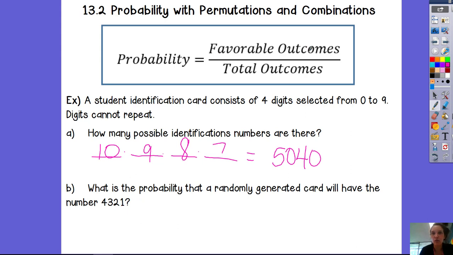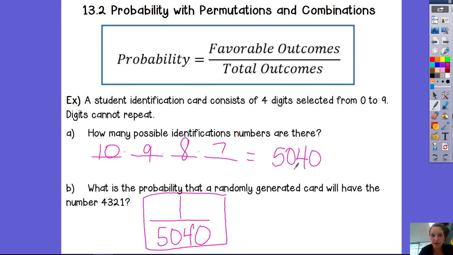So the question is, how many ways can you get an ID number 4321? There's only one way to get that number. There's only one of those numbers out there, because if you change just one digit, it's a completely different ID card. So our favorable outcome, our desired outcome is 1. There's only one number that we want. We want 4321. So our probability that we get that number is 1 out of the total number of ID numbers, which is 5,040. So what's the probability that out of all 5,000 plus ID numbers we randomly get this one specific number? It's 1 out of the total number, 5,040.